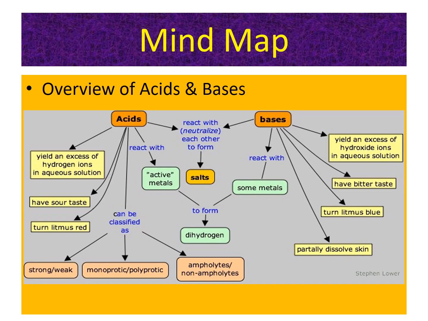In the same manner, bases yield an excess of hydroxide ion in the aqueous solutions, have bitter taste, turn red litmus blue, and partially dissolve skin. That means they are also corrosive in nature. And again, this shows the chemical properties, and they react together to form the salts. This is a complete overview of acids and bases.